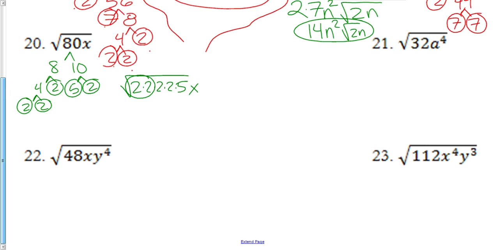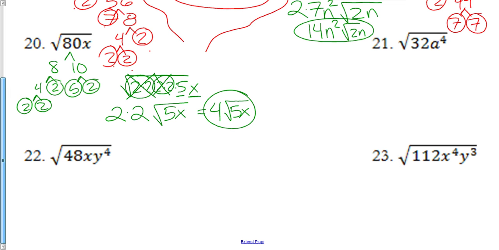I group these together. 5 doesn't have a pair, nor does the x, so those guys are going to stay inside. I can bring out one 2 from the first pair, a second 2 from the second pair, and then I've got 5x left inside. Multiplying the 2's together gives me 4 times the square root of 5x.